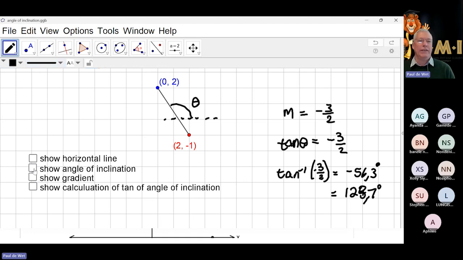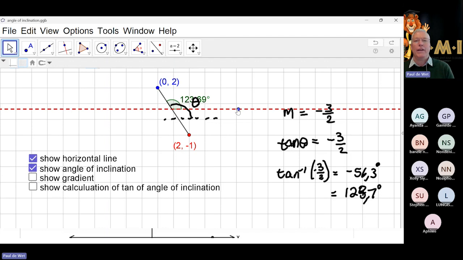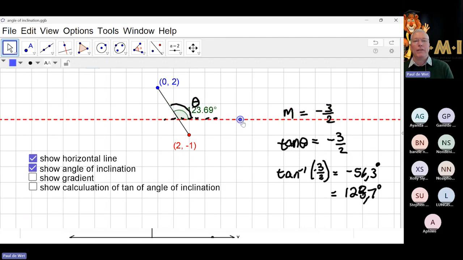Okay, let's just check it. There it is, 123.69 degrees. There's the horizontal line, and we can move the horizontal line down. Okay, 123.69. Well done.